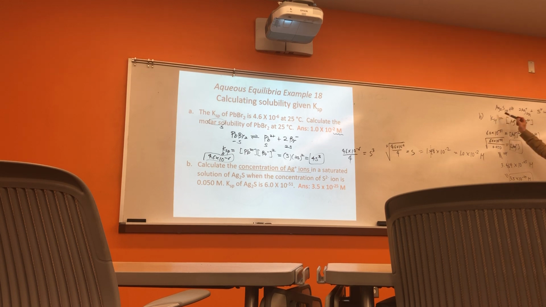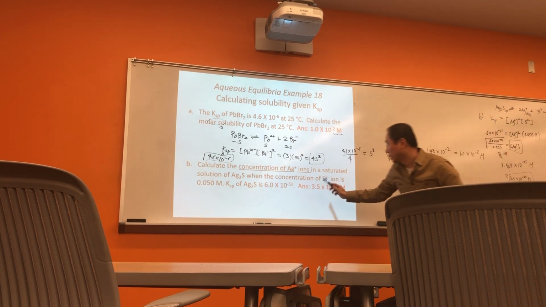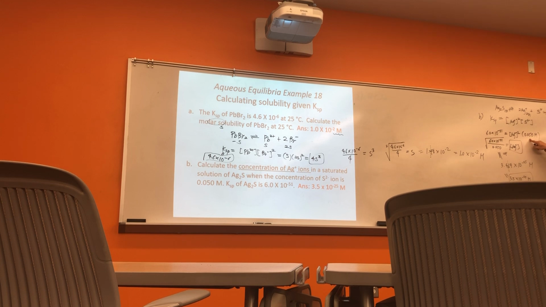So silver sulfide dissociates into 2 silver plus 1 sulfide, right? So the KSP value will be silver concentration raised to second power times sulfide. And the KSP is given right there, this number. Also given is the concentration of sulfide ion. So that goes here. The question is asking what will be the concentration of silver. So you divide that by 0.05, take the square root. That's our answer. Okay? If you punch it into the calculator, you're going to have a number. There will be 2 sig figs here.